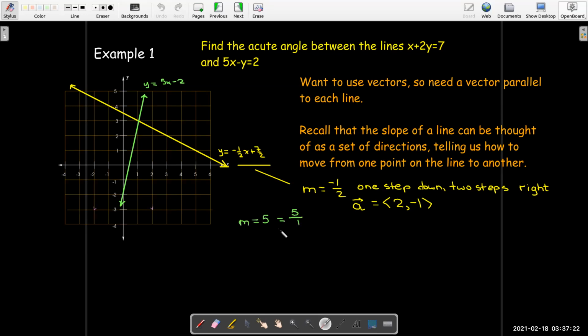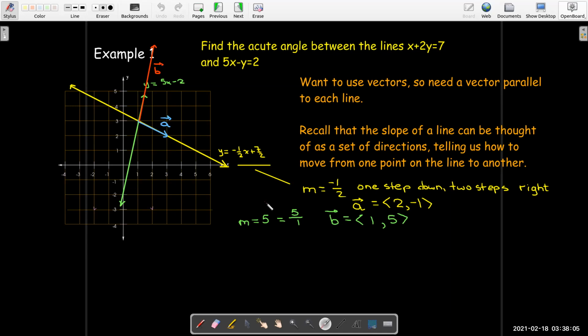And I could do the same thing with my green line. Its slope is 5, which I'll write as a fraction 5/1. And that just tells me that to go from, say, this point to this point, I need to take 5 steps up, 1 step to the right. How would I write that as a vector? Well, that would be a vector where the vertical component is positive 5, 5 steps up, and the horizontal component is 1 step to the right.